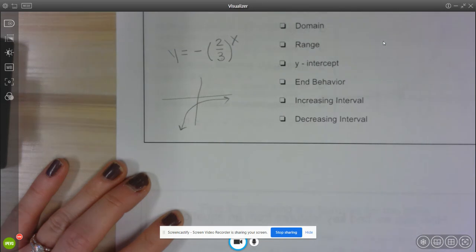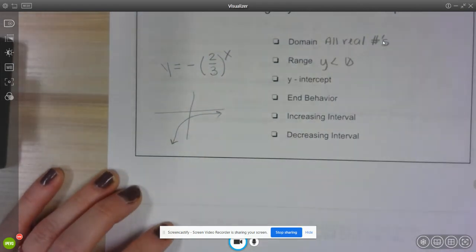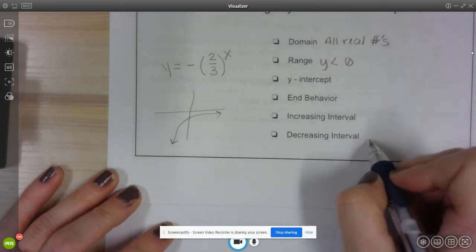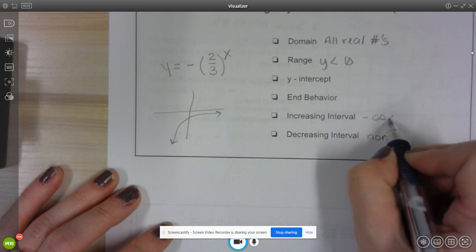So my domain, again, is all real numbers. My range is y is less than 0 because it's all my numbers that are smaller. There is no decreasing interval anymore. It's all increasing.